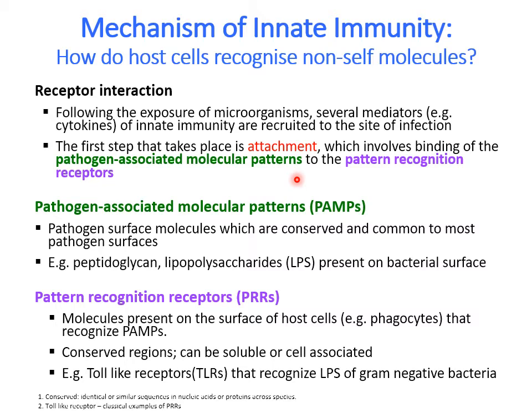The pathogen cell surface molecule is called pathogen-associated molecular patterns, PAMP. These surface molecules are conserved, meaning similar or identical and common to most pathogens, for example, peptidoglycan and lipopolysaccharides that are present on bacterial surface. The host cell receptor is called pathogen recognition receptors, PRR, which recognize PAMP. These PRR are conserved and can be either soluble, that is free-moving, or bound to the membrane of the host cells. The classical example is the toll-like receptor.